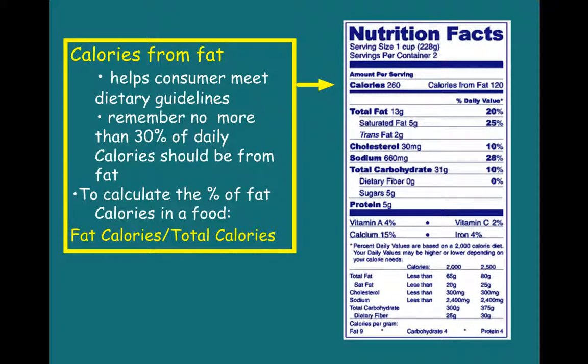The next thing we're going to be looking at is the calories and the calories from fat. Now, the calories from fat are there to help consumers like you meet their dietary guidelines. You need to remember that you should be getting no more than 30% of your daily calories from fat. So when you look at the calories and right next to it the calories from fat, if it is more than 30%, you probably should not be eating it. To calculate the percentage of fat calories in a food, all you have to do is take the fat calories, which is located on the right, and divide it by the total calories, and that's going to give you the percentage.